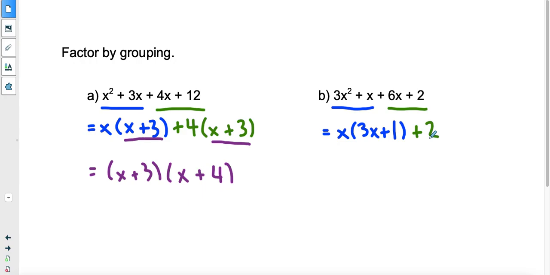And now I just have to figure out what will go inside my brackets here. 2 times 3x gives me 6x. 2 times 1 gives me 2. And now you'll notice I have a 3x plus 1 inside both of my brackets. So what does that mean? I can common factor out a 3x plus 1.